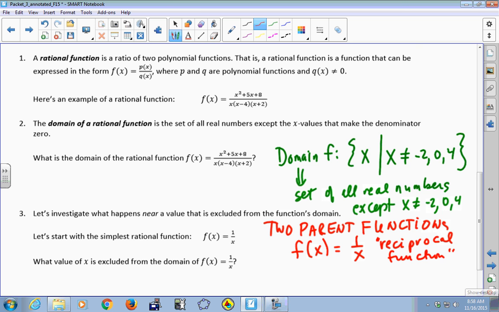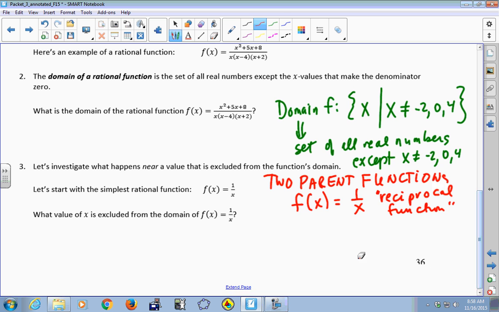And let's take a look at some of its features. So first we have to think about what number we are going to run into trouble with here. What would be excluded from the domain here? Jessica, can you help me out with this? What couldn't x be here?